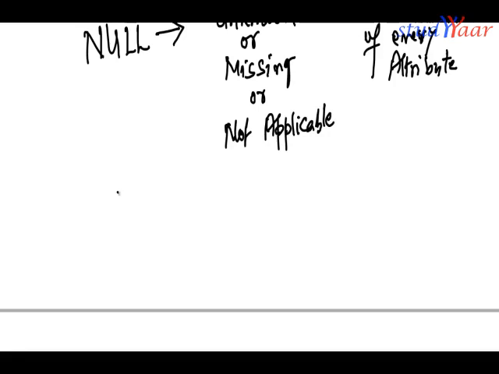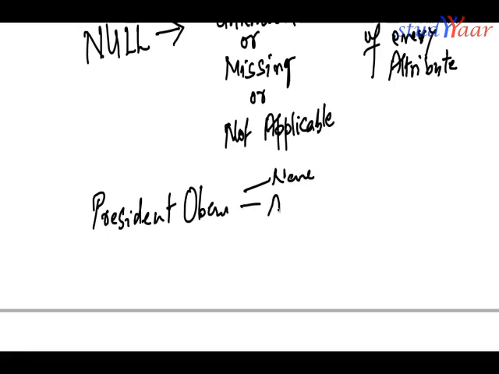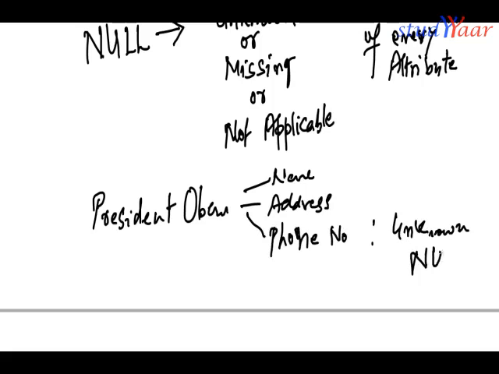For example, say we know President Obama, right? America's president. He obviously has a name. His name is Barack Obama. He has an address, that would be the White House, right? He has a phone number. Obviously we know he has a phone number, but it is unknown, right? So we'll keep it as null.